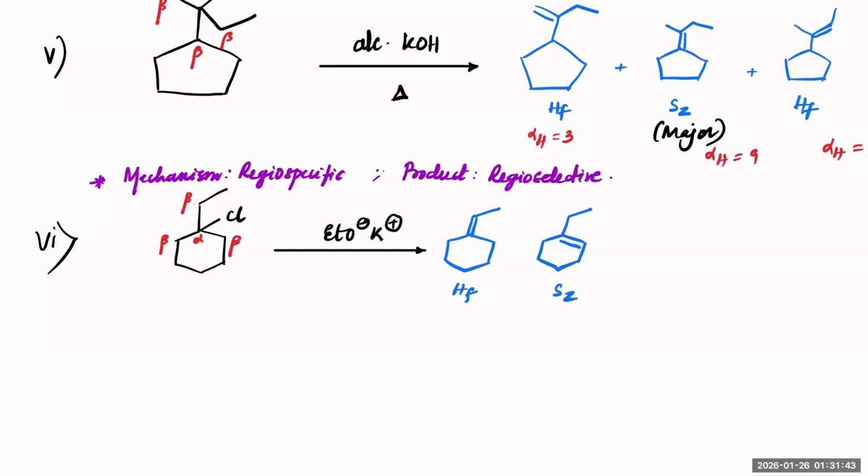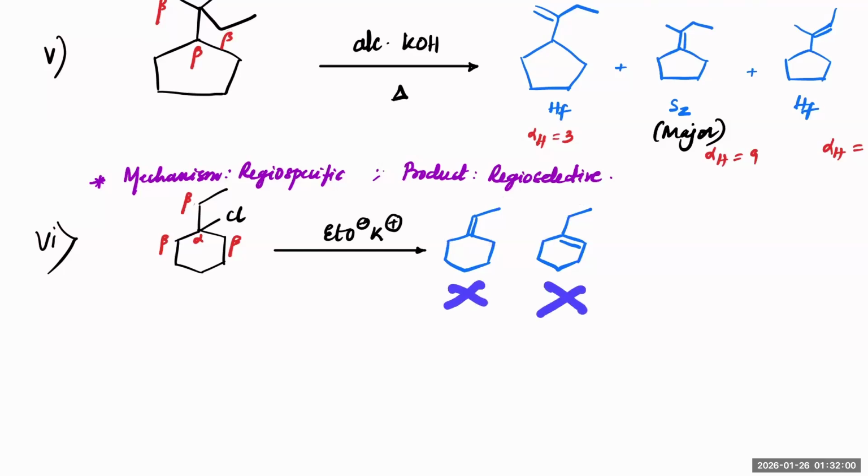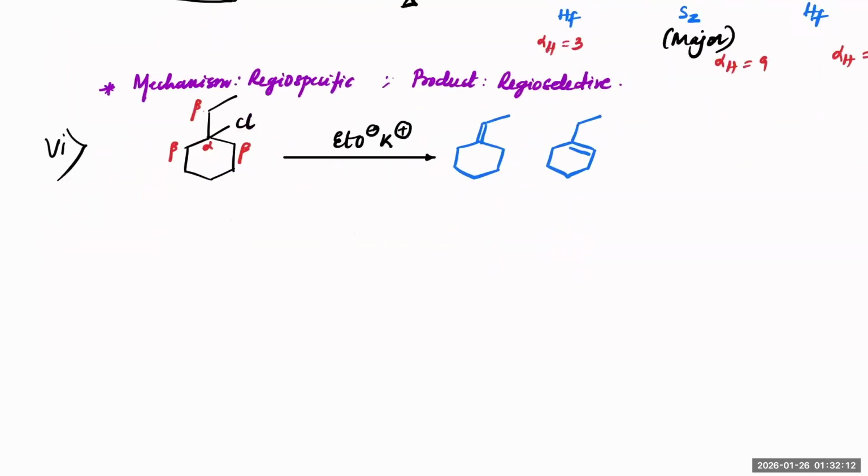Or is it so? No, not necessarily. Why? Have you noticed this? One, two, three. Three substitutions here. One, two, three. Three substitutions here. So, can I judge that one is Hoffman, the other one is Saytzeff? No. In such a case, we cannot identify them as Hoffman and Saytzeff products here. So, you leave it there. But if you were to figure out which is going to be major or minor, usually in such cases you first consider the alpha hydrogens here.